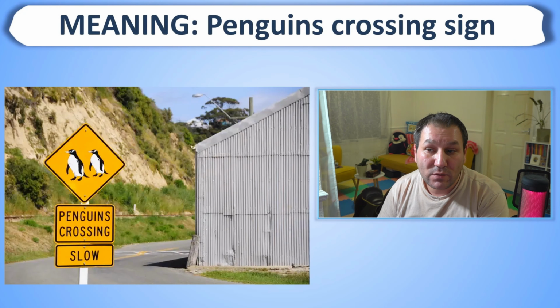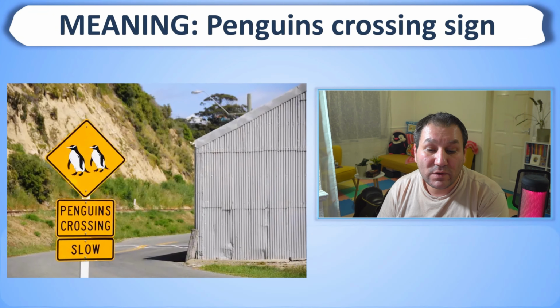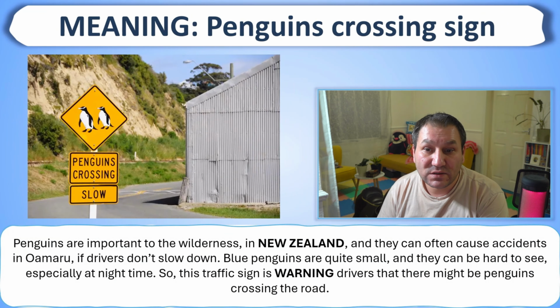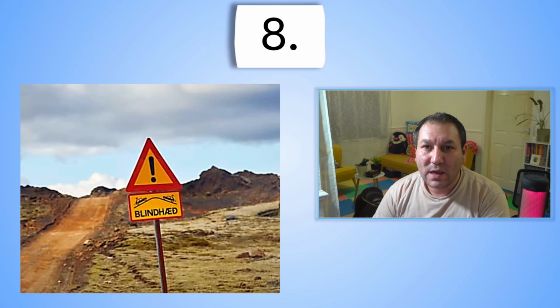Meaning penguins crossing sign. Penguins are important to the wilderness in New Zealand and they can often cause accidents in Oamaru if drivers don't slow down. Blue penguins are quite small and they can be hard to see, especially at night time. So this traffic sign is warning drivers that there might be penguins crossing the road. 8.